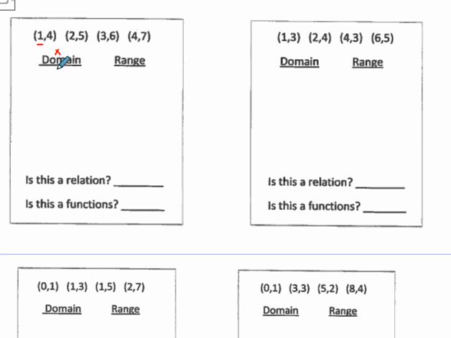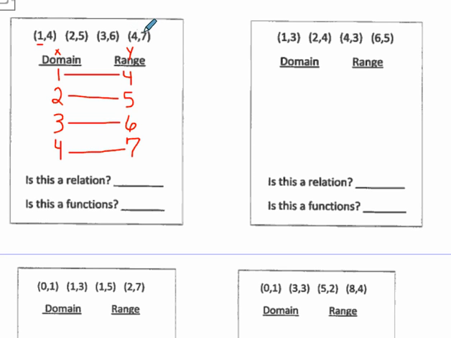So the first thing I want to do is list the domain values here. We're going to actually create what's called a mapping diagram. So I'm going to start with the domain values, and as we talked about, the domain values are the x values. Right, so those are our x values. So I'm going to list them 1, 2, 3, and 4. Now I'm going to do the range values, and from our definitions we know that means the y values. So I have 4, 5, 6, and 7.